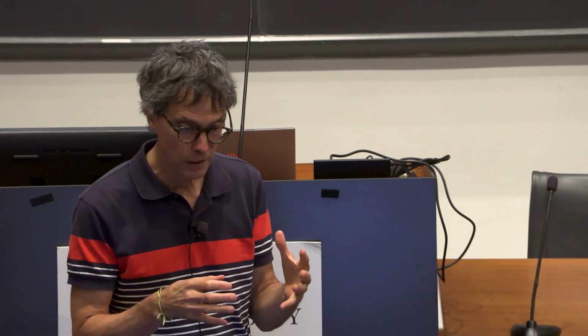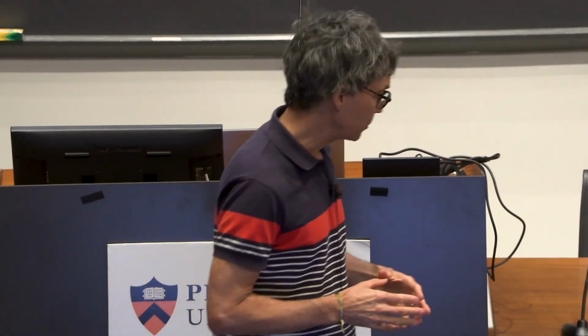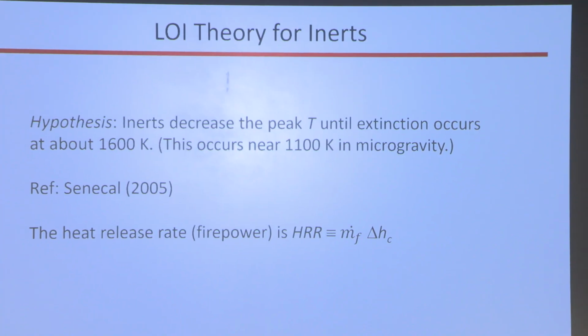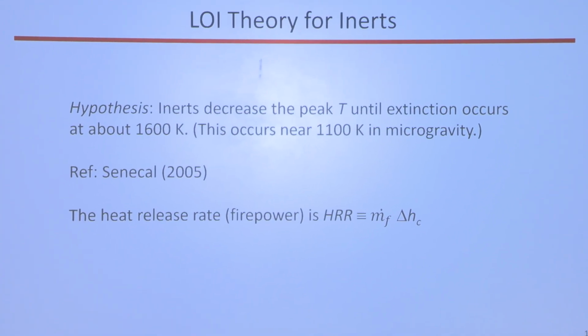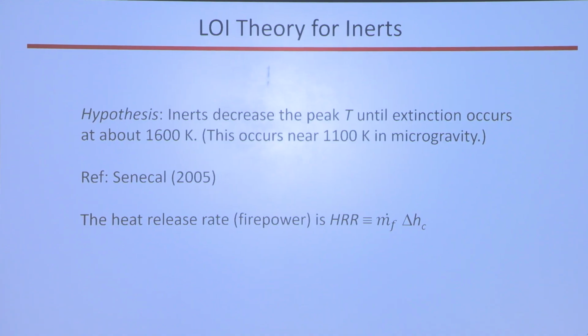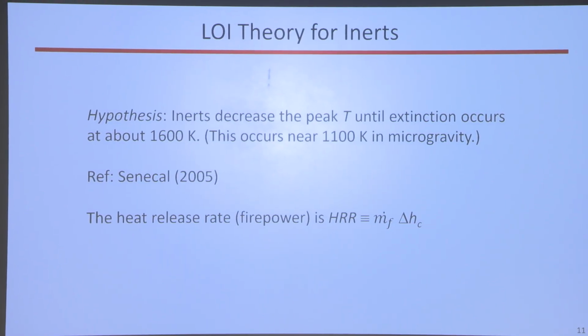And by the way, this applies not only to diffusion flames, but to premix flames, all kinds of flames. It happens at a magic number at 1,600. Okay, so there's a hypothesis. This was done by Senecal, but I don't think this is the first person to. They're well known for it, but I think that it was expected before this.